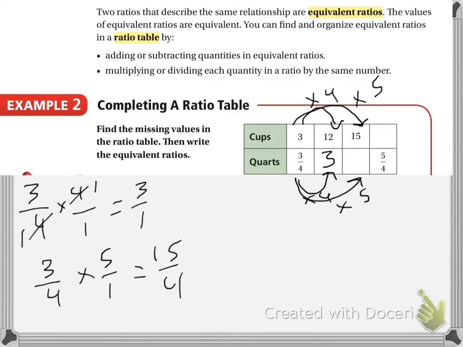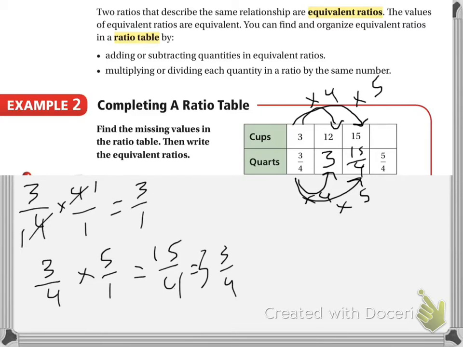15/4. And I could either put in my 15/4 right here, or if you wanted to change it into a mixed number, you could, of course, do that as well, and you would get your 3 and 3/4. Either of those would be fine.